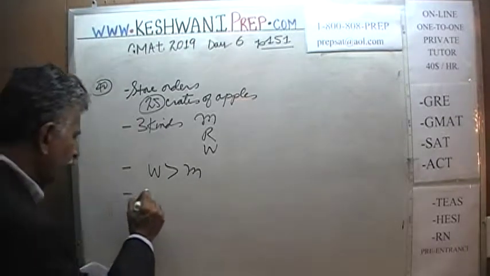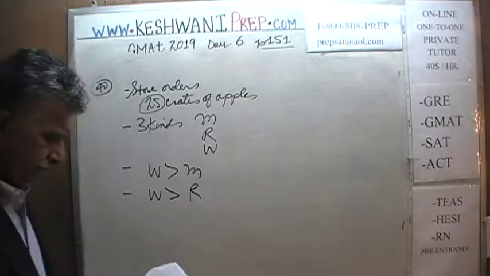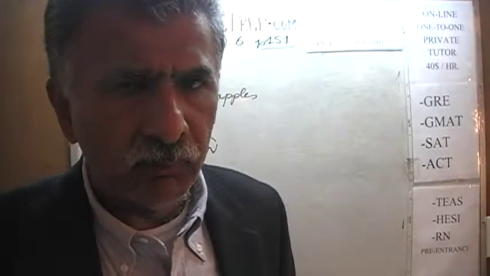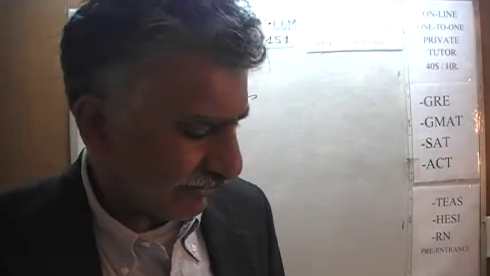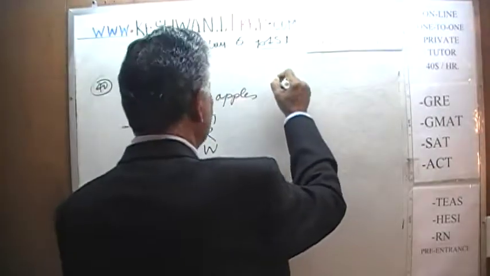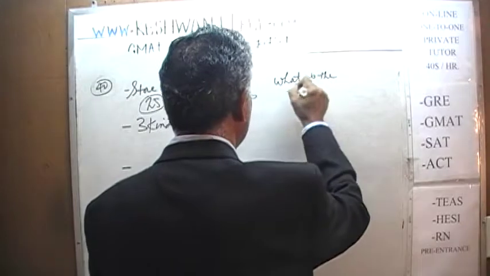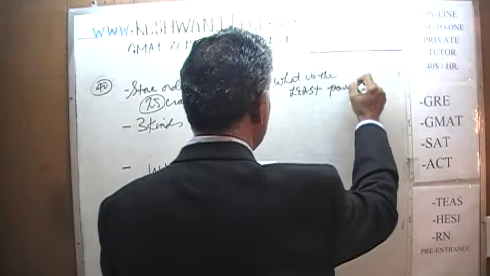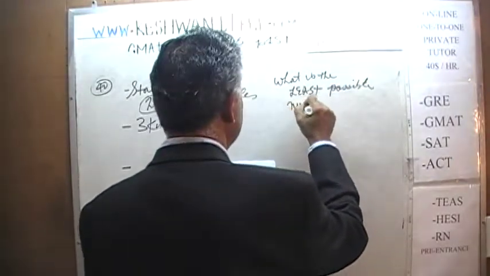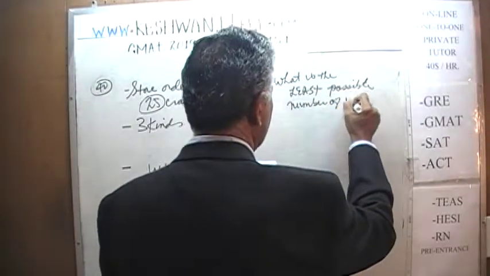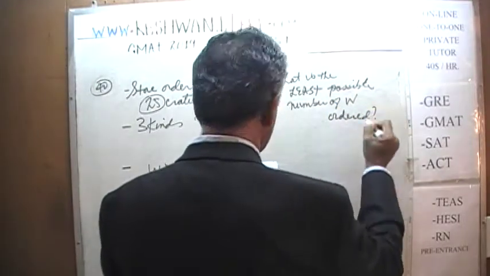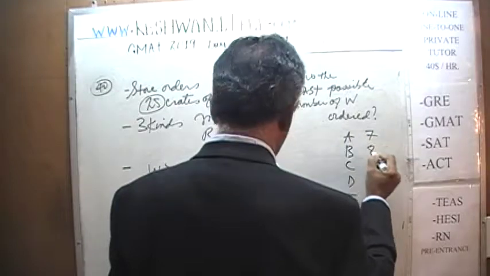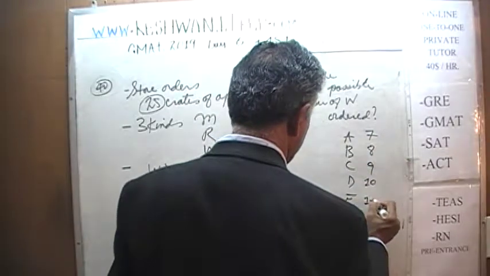I'm going to stop calling their names. Similarly, they want more of W than R. The number of crates of Winesap that are going to be ordered has to be more than the number of Rome, because they sell more of Winesap. The question simply is, what is the least possible number of W ordered? Here are the answer choices: A, B, C, D, and E: 7, 8, 9, 10, and 11.